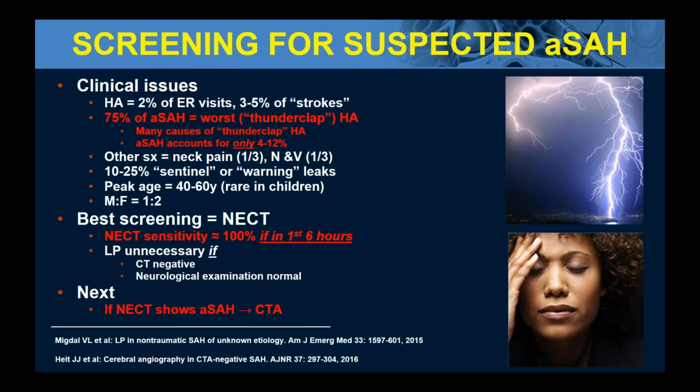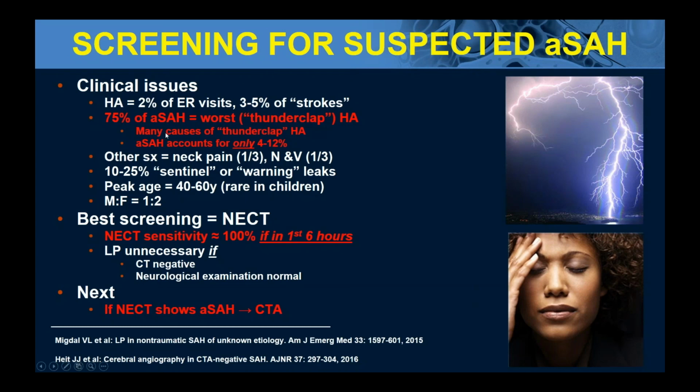And one of the most common symptoms is people come in and say, I have the worst headache of my life. And some of them will describe it as a thunderclap headache, which means like a bolt of lightning here. And they will say it hit so hard it made me drop to my knees.